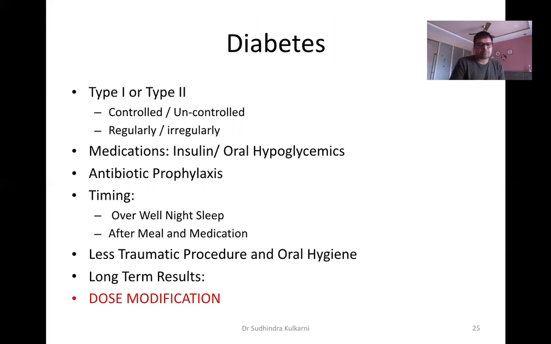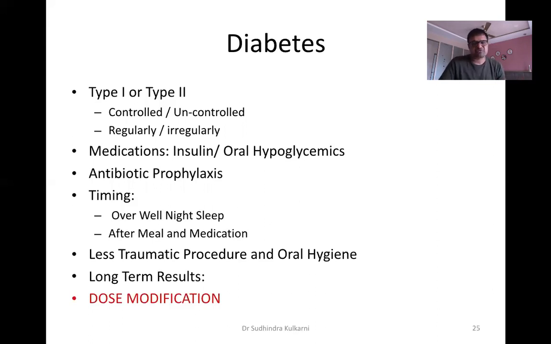So what's important when we're looking at diabetic patients? They're not a contraindication. Diabetic patients are as good an indication to undergo any dental interventions, whether periodontal or non-periodontal. But what's important for us to understand is what type of diabetic they are, whether controlled or uncontrolled, regular or irregular control. What's important is to check the values. Two values you need to check. One is the random blood sugar, RBS, which should be below 180 for you to do any interventions.